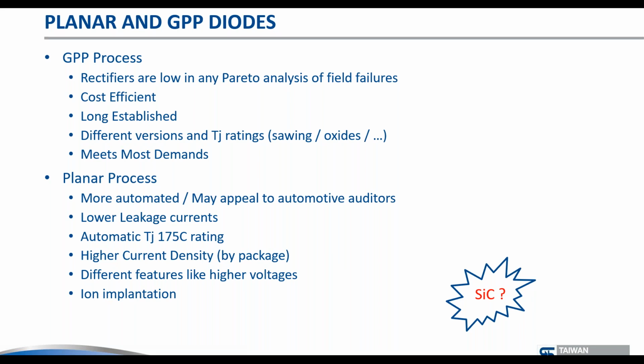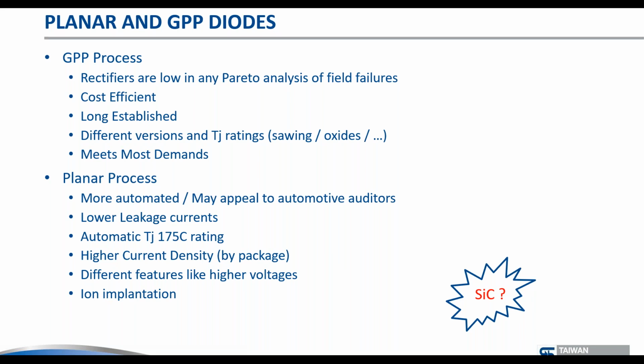So we are focusing planar processes predominantly for automotive customers because they sometimes think this is a better process to look at, even though we will always defend the GPP process internally. It has lower leakage currents, that's for sure. It has an automatic 175° C rating. It has a higher current density by package, and it also offers a couple of other features like higher voltages, and ion implantation, maybe for softness.